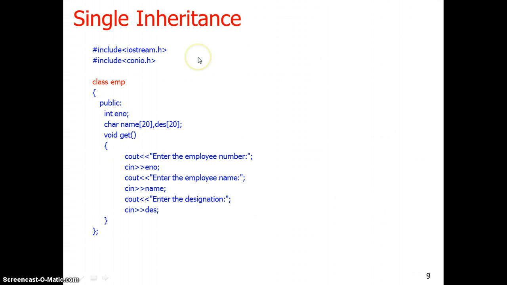This is an example of single inheritance. We can see the first type of inheritance. So class employee is a base class which is created, which has the definition as we have mentioned in public. So employee number, name and designation are considered to be the class members, that is member variables, and the member function get contains the values for employee number, employee name, and the designation. We get its values with the help of this get function.